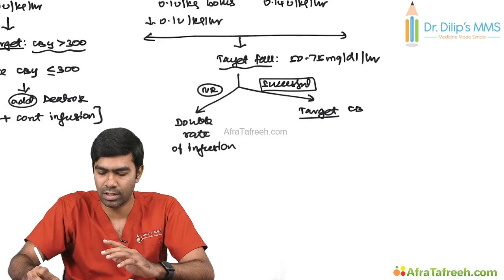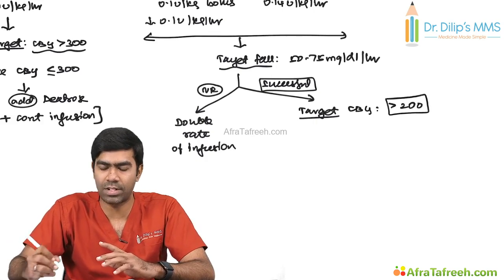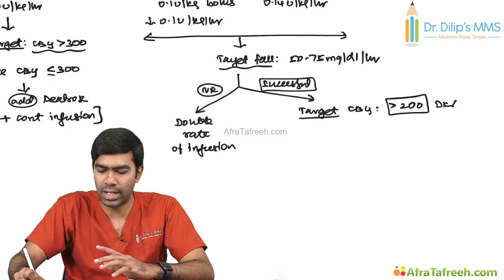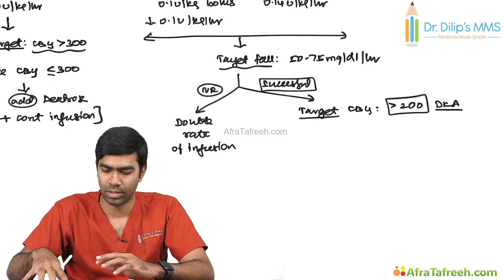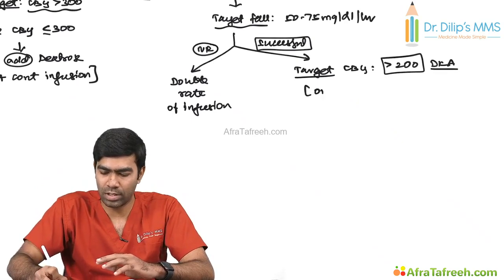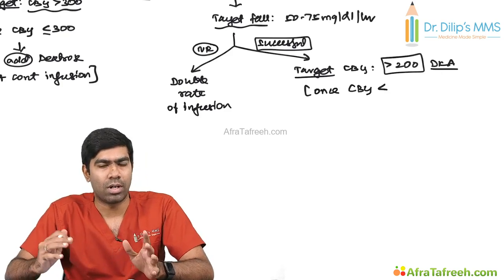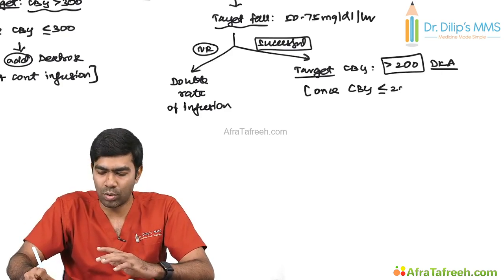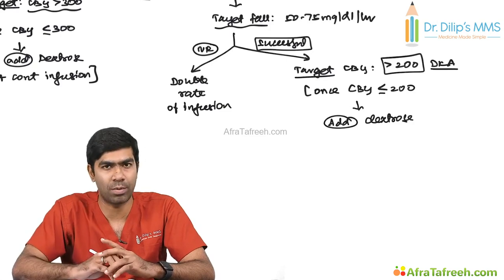So you have to maintain the target blood glucose in the range of more than 200 if it's an adult patient's DKA, or more than 300 if it's an HHS patient, adult and HHS. Which means once your CBG value goes near 200 or goes below 200, we have to add dextrose solutions to avoid further fall in the blood glucose and to prevent hypoglycemia.